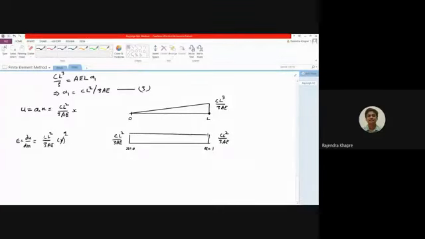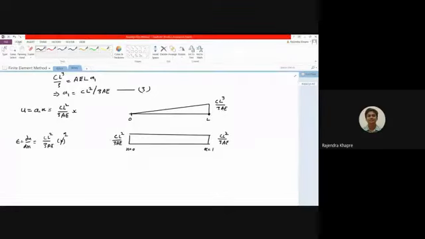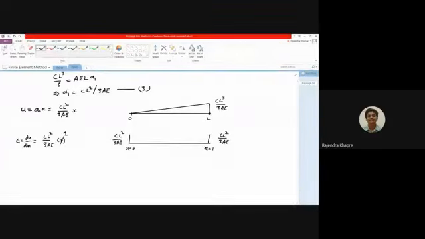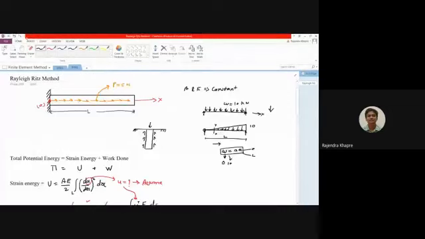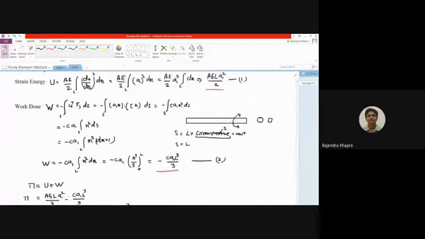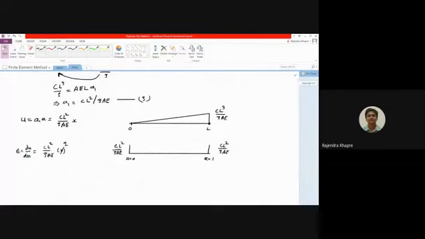Okay, so all I'm trying to say over here is this strain component is constant, irrespective of the position of the point. So irrespective of the point, you will get this strain as a constant value over here.